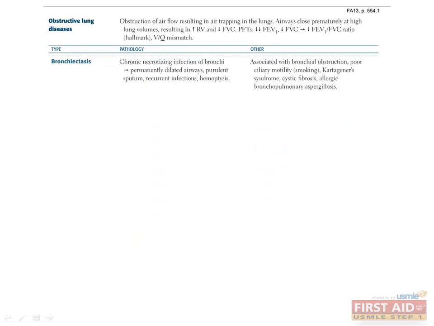Finally, we come to bronchiectasis, which is a permanent, irreversible dilatation of the proximal and medium-sized bronchi. This condition may present with purulent sputum, recurrent infections, and hemoptysis. Causes of bronchiectasis include necrotizing infections with bugs like Staph and Klebsiella, bronchial obstruction, poor ciliary motility, Kartagener syndrome, cystic fibrosis, and allergic bronchopulmonary aspergillosis.